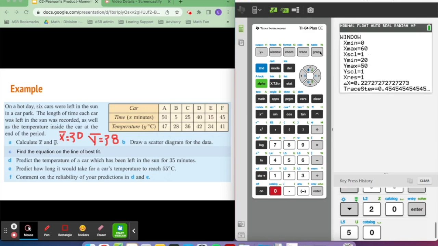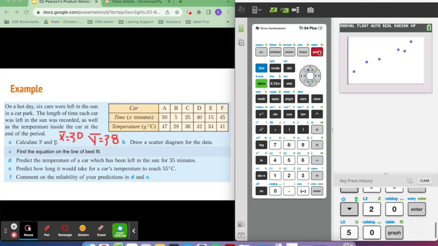And I'm going to go back on my graph. Now I see my data point. So this is the scatter plot. Now what I want to do is to draw a line of best fit for this data point. So we're going to go and find the equation for our line of best fit.